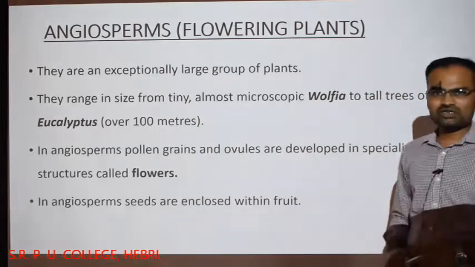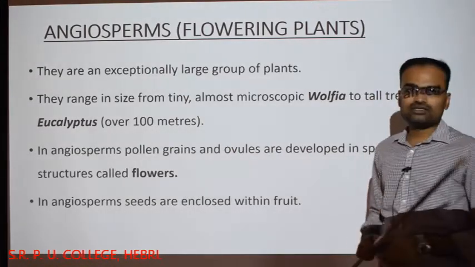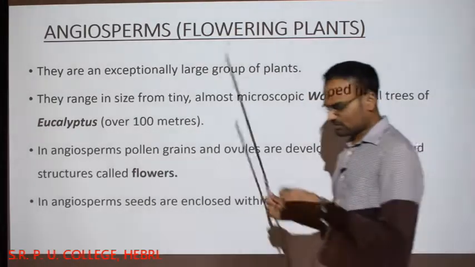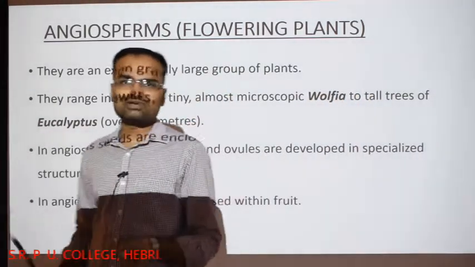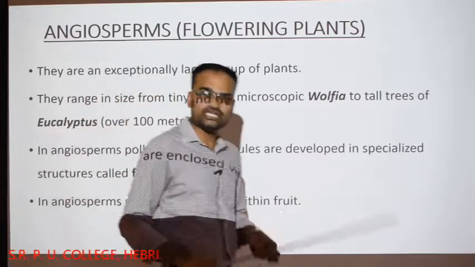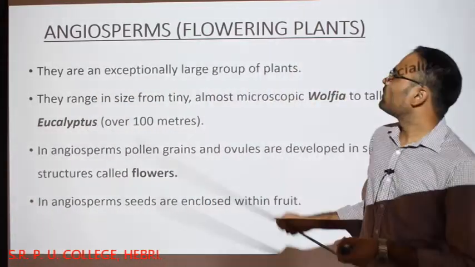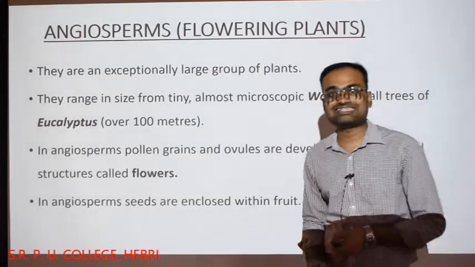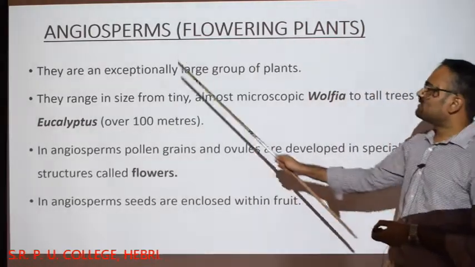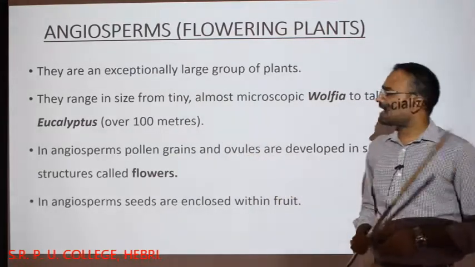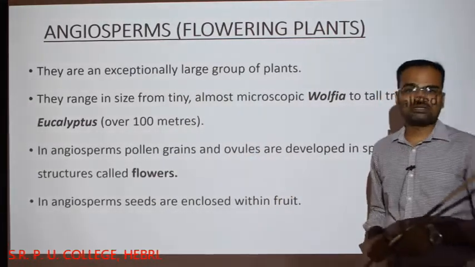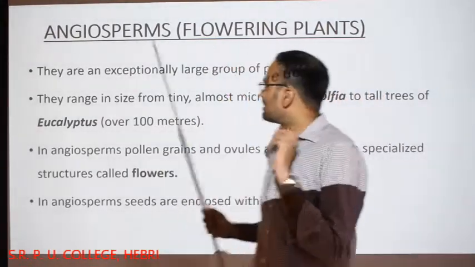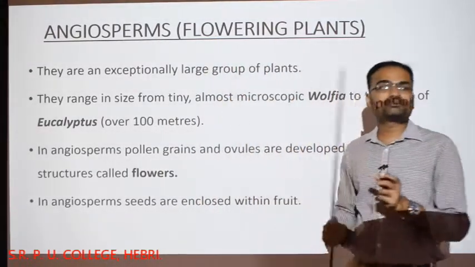The angiosperm is the biological word, and the common word for that is flowering plants. The plants which bear flowers in their life cycle are called angiosperms. Only these angiosperms are capable of bearing flowers as well as fruits. And these angiosperms are an exceptionally large group of plants. Among the 5 divisions from algae to angiosperm, the angiosperm group is exceptionally large.